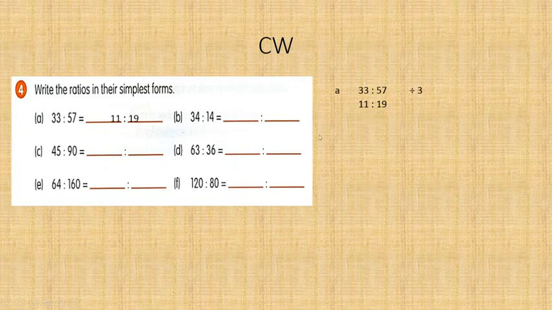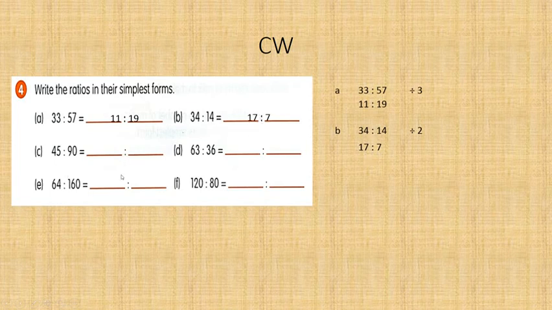Okay, question number B, 34 to 14. So what's the common table? Okay, they are both even numbers, so I can divide them by 2. So dividing both by 2, 34 divided by 2 is going to be equal to 17, and 14 divided by 2 equals 7. Is this the simplest form? Yes, it's the simplest form. So I will just answer it like that, 17 to 7.